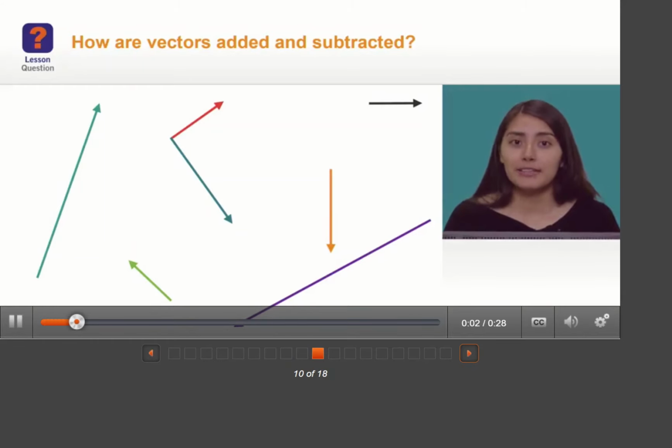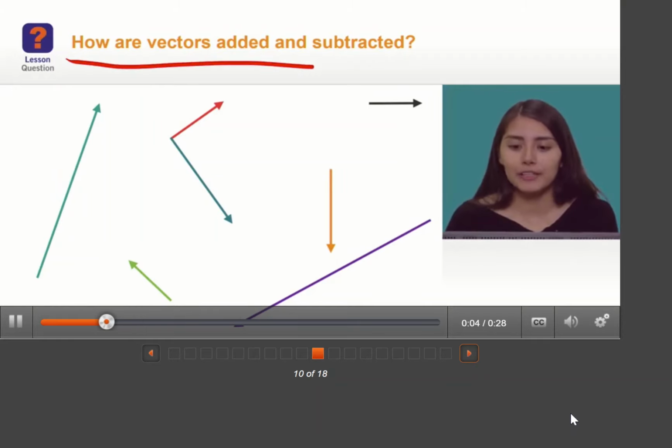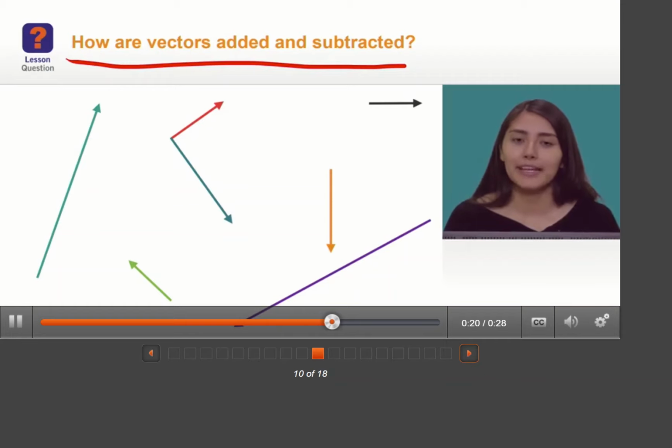We're answering the lesson question, how are vectors added and subtracted? You've learned the methods to add vectors algebraically and geometrically. You have also found that multiplying a vector by a negative value reverses its direction. Now we will connect these concepts and look at vector subtraction and other additional vector operations.